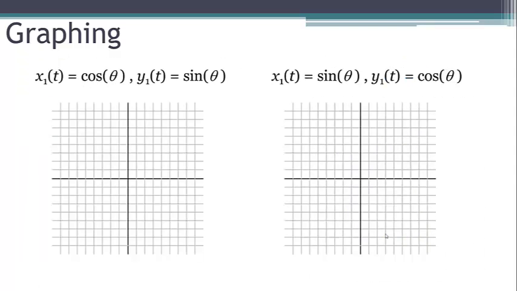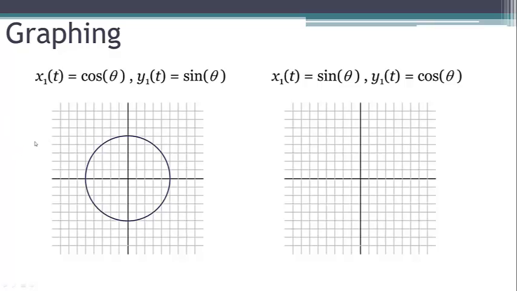Now, the first set of equations here is one that we've seen many times now. It's just a circle where theta goes from 0 to 2 pi. Now, the second set, on the other hand, looks significantly different. I literally reversed the formulas for the two coordinates.